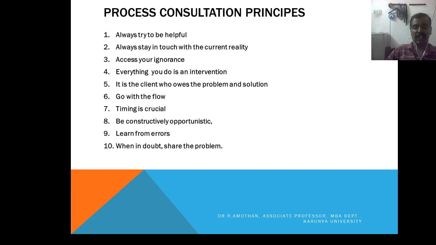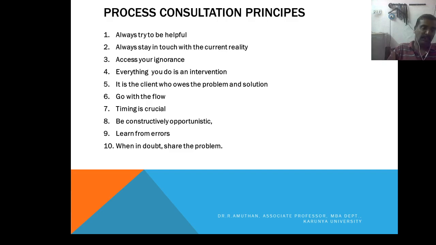Be constructively opportunistic. Constructively opportunistic means what? You should be able to take criticism from others. Suppose somebody finds fault with you, somebody is blaming you. Take the blame and use it as an opportunity for your growth. So constructive opportunism is what is required. Invite the criticism, and use the criticism as an opportunity for growth.